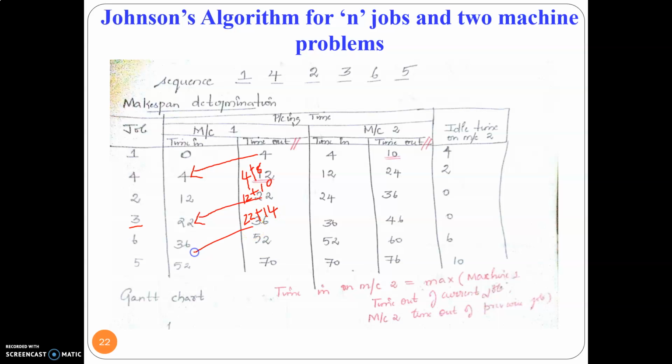In the same way, you process the remaining 2 jobs. So totally it takes 70 minutes for all these 6 jobs to be processed in mission 1. Once you find out the processing time in mission 1, move on to the next mission, that is mission 2.